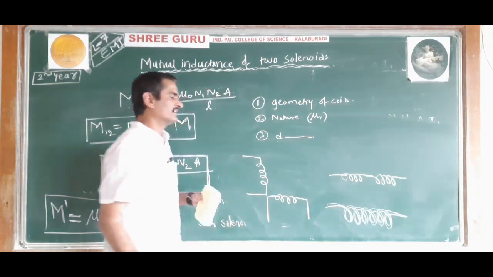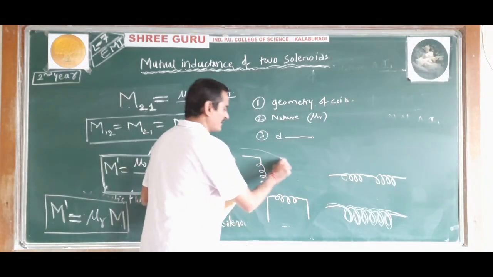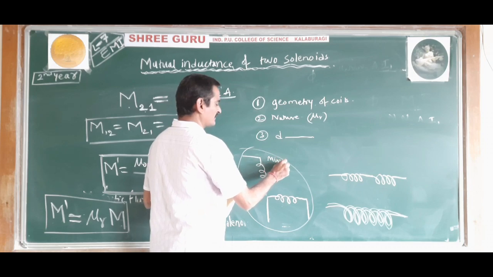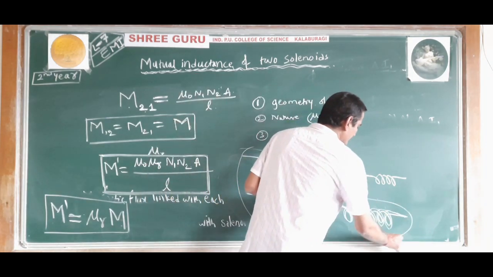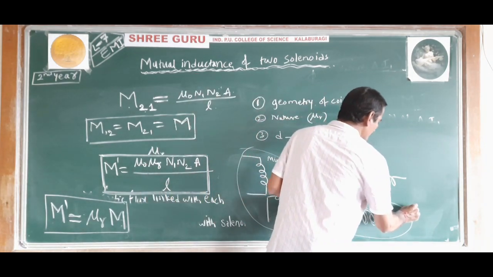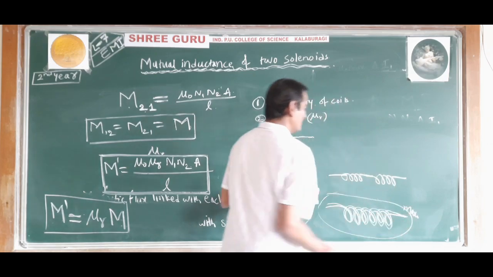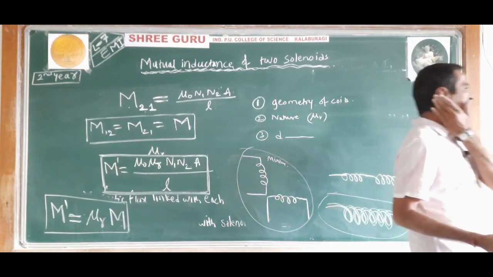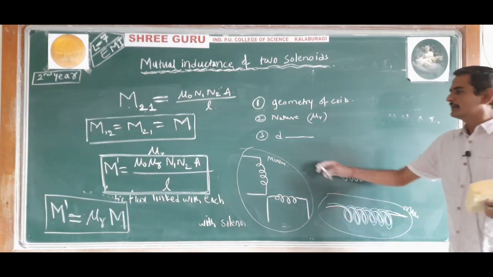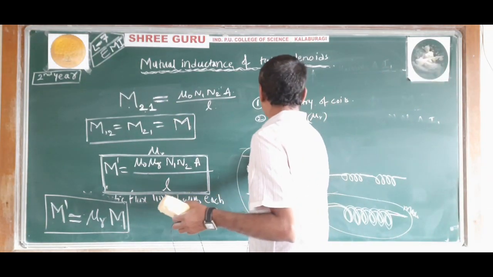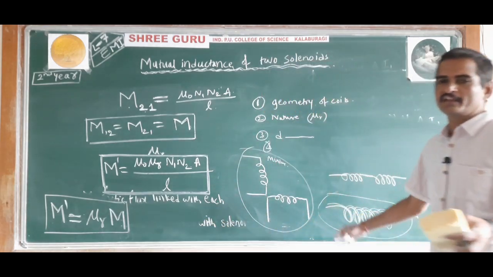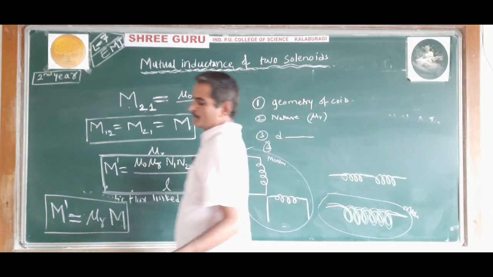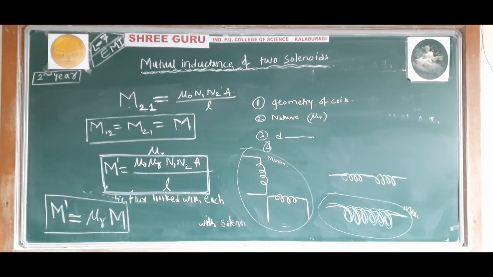In these three cases, the mutual inductance will be minimum in this case and maximum in this case. That is, it also depends upon how the pair of coils are placed, the nature of placing the two coils. So these are all the factors on which the mutual inductance of a pair of coils depends.